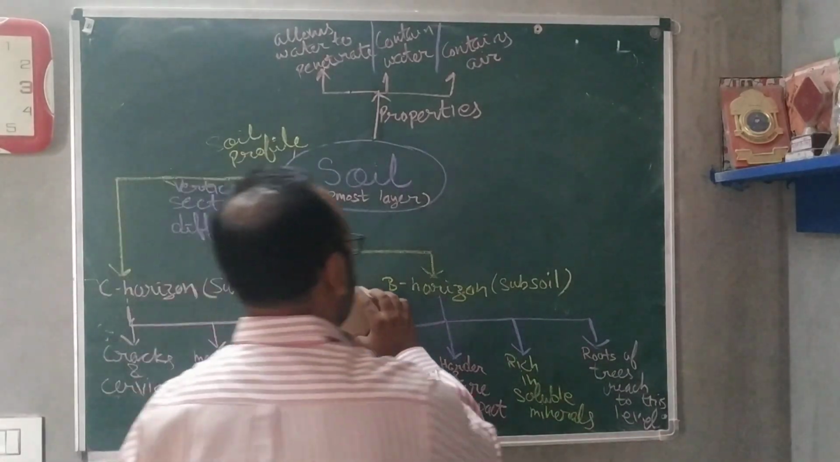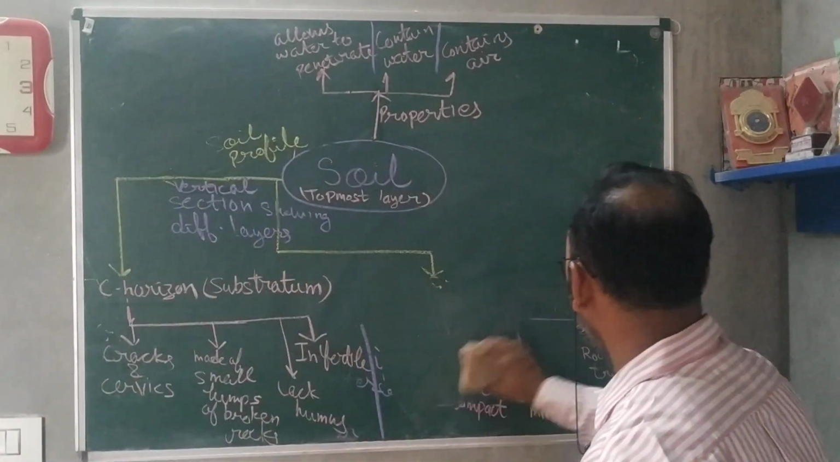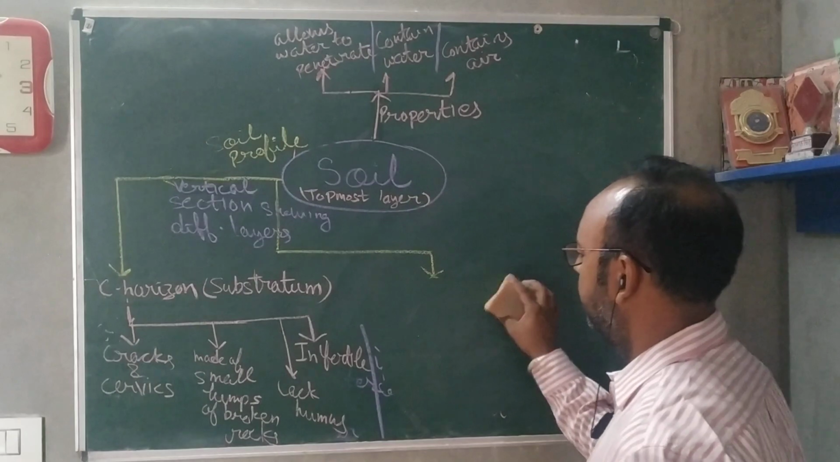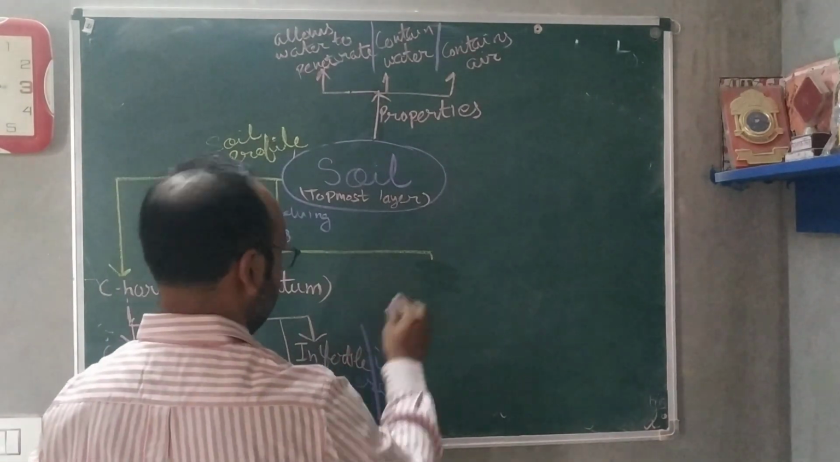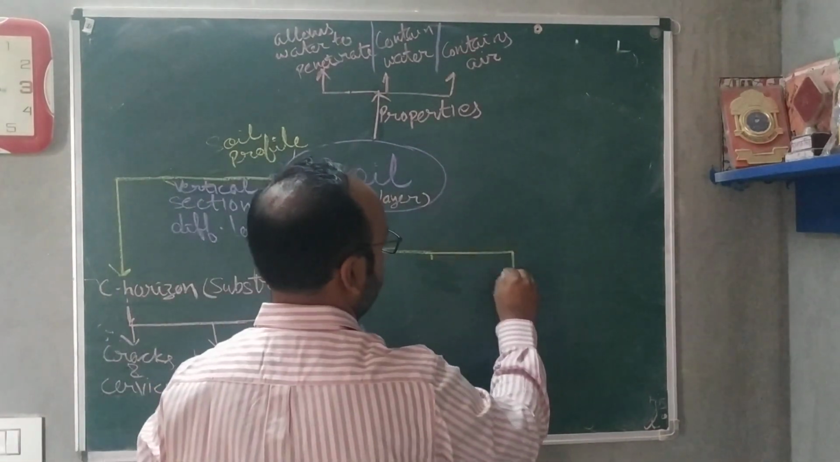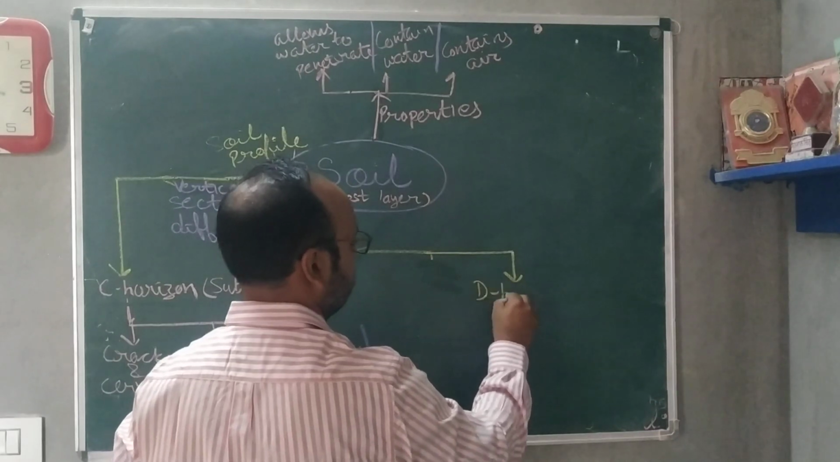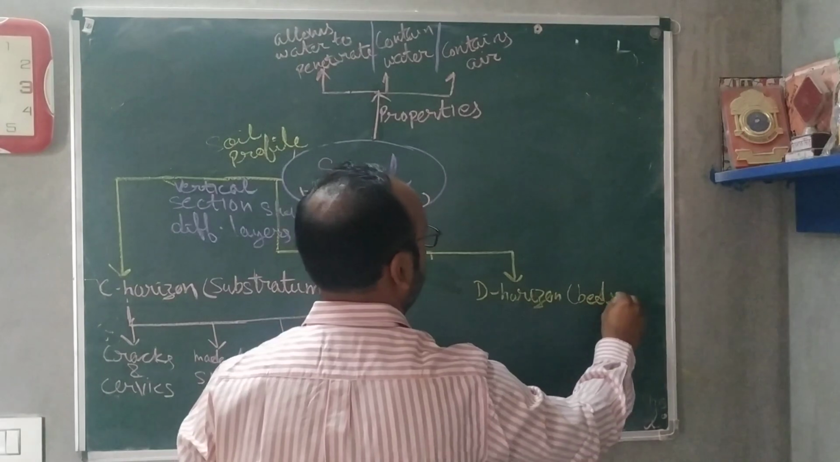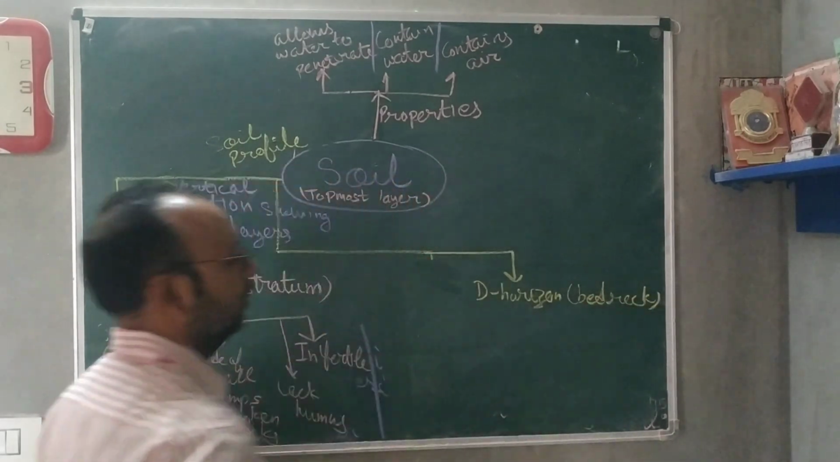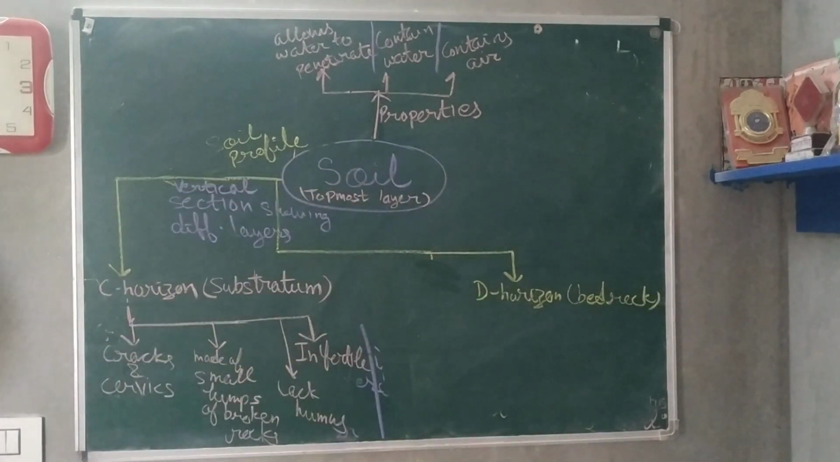Now I am going to erase B horizon. I hope you have noted down. Now D horizon, we will discuss the 4th one. That is just below the substratum, which we call bedrock also. D horizon, we can also call it bedrock. As we know, there are the 4 different layers of the soil. So bedrock, just below substratum, is the D horizon.